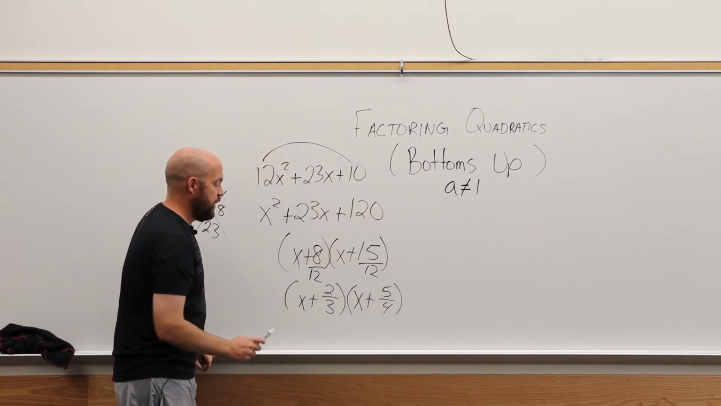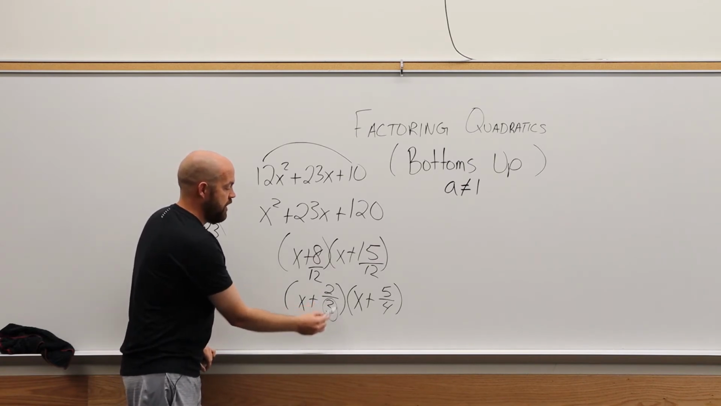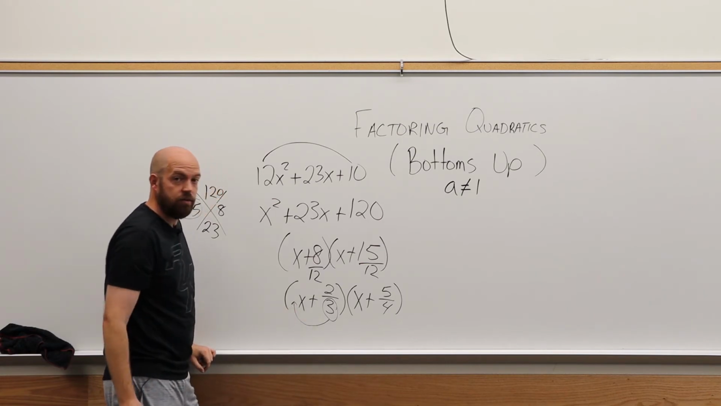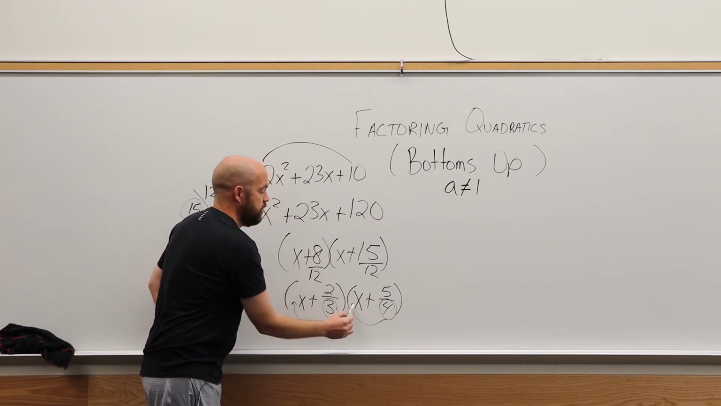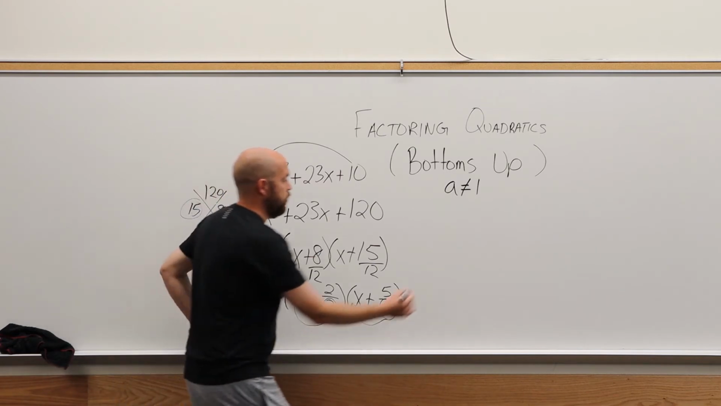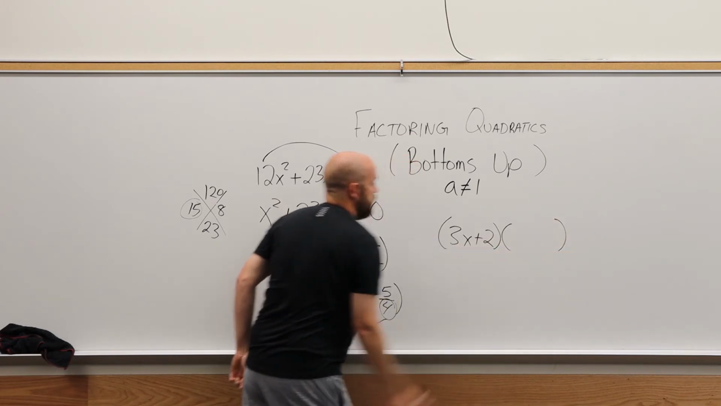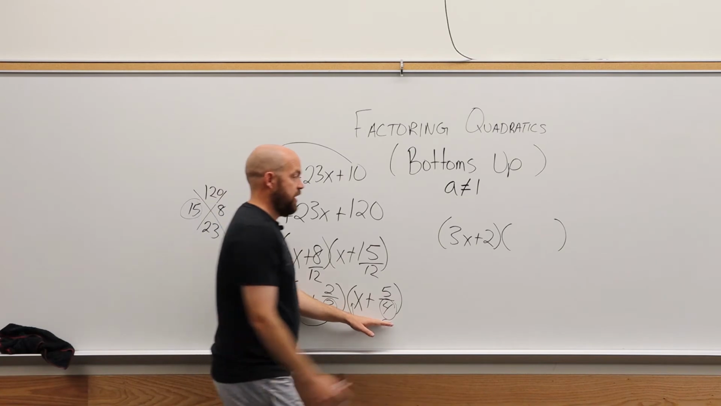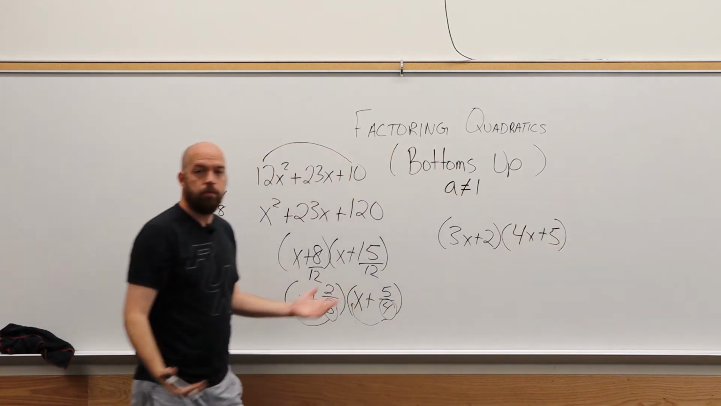What I'm going to do is as soon as I reduce the fraction as far as I can, if there's still a fraction, that number on the bottom is going to come up in front of the x. And same thing in the other fraction. This 4, bottoms up, is going to come in front of the x. So I'm going to rewrite my answer here. I'm going to have 3x plus 2 as one of the factors. And the other factor is going to be 4x plus 5. And there we go, bottoms up.